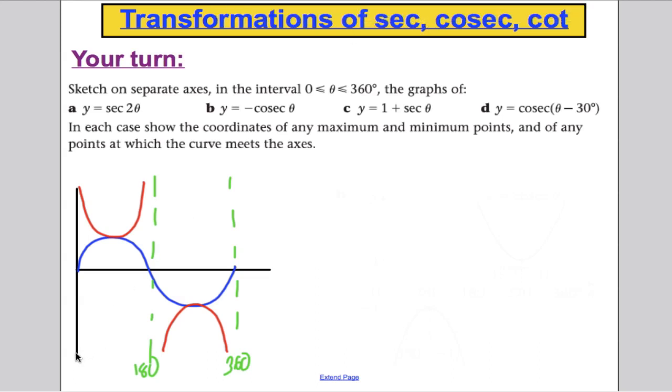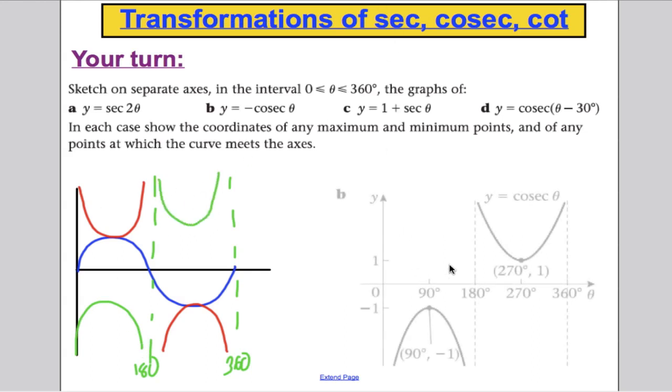So it would have looked something like this. It should have been a reflection of that one, reflection of that one. So it would have looked something as follows there. And those were the key points labelled. Instead of here being at 90 plus 1, it would be 90 minus 1. And instead of here being at 270 minus 1, it would have been at 270 plus 1.